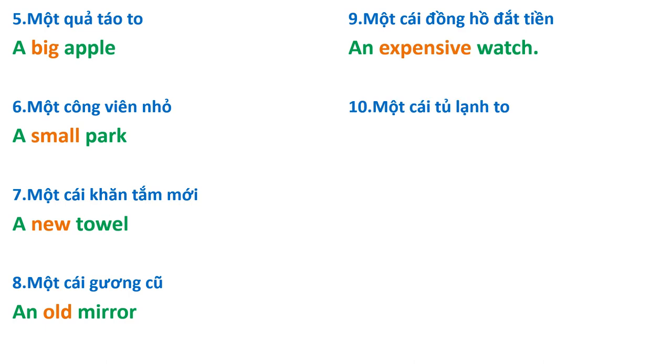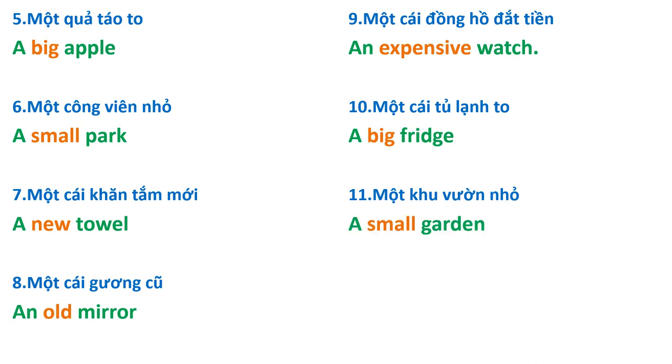Một cái tủ lạnh to. A big fridge. Một khu vườn nhỏ. A small garden. Một cái ghế sofa cũ. An old sofa.